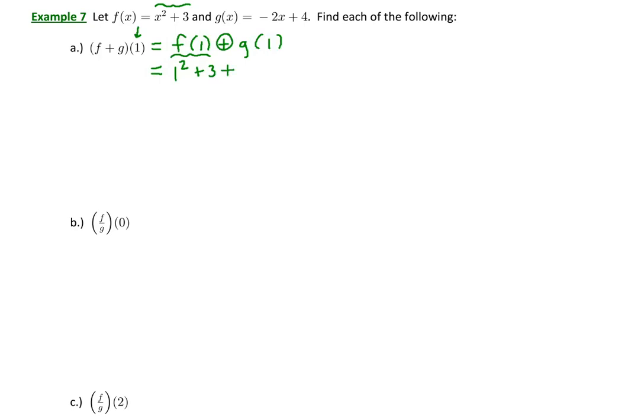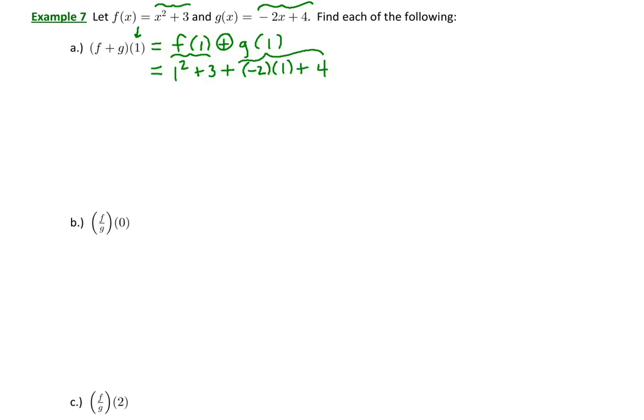Now, g of 1 points us to the function called g, which means this time we're going to be using this function rule, but our argument is the same. That is, we're going to plug in 1 for x. So I'm going to use a set of parentheses around that negative 2 to separate it from the plus on the left. So we have negative 2 times 1 plus 4. Previously, we learned how to evaluate functions. Now we're just evaluating two functions in one problem.